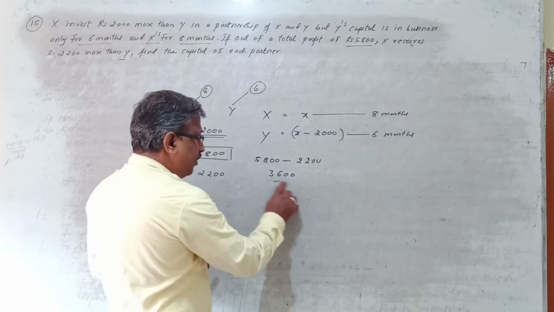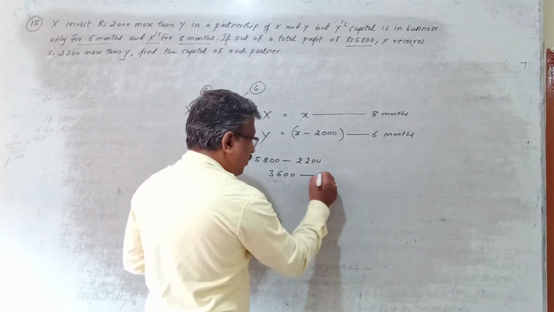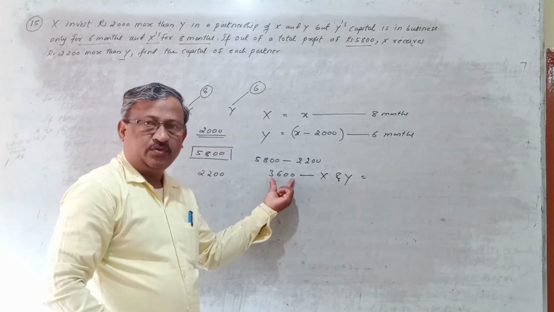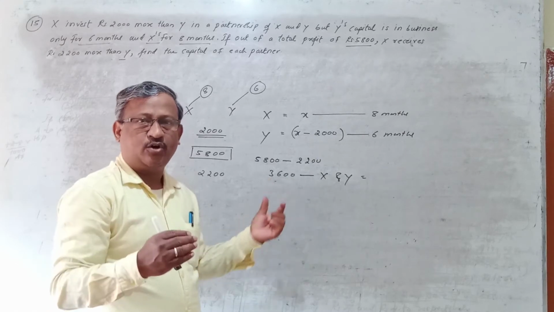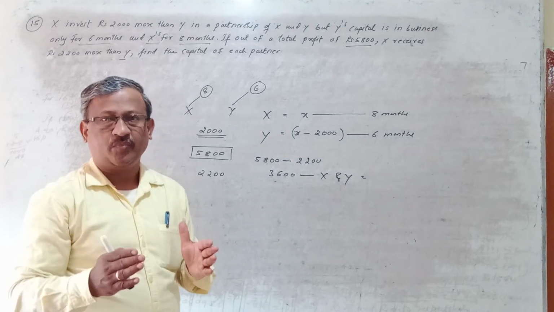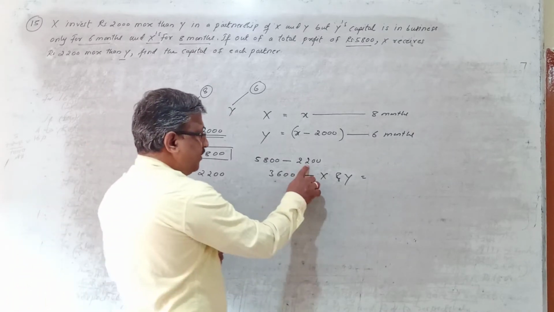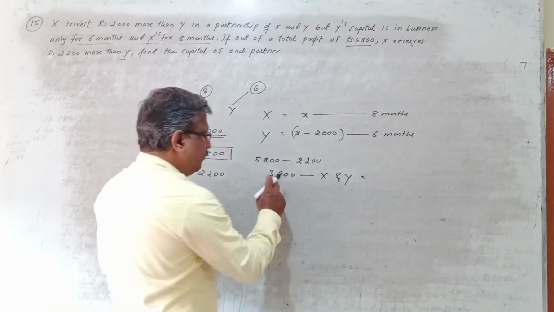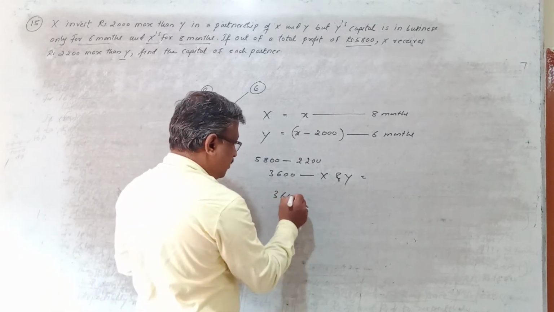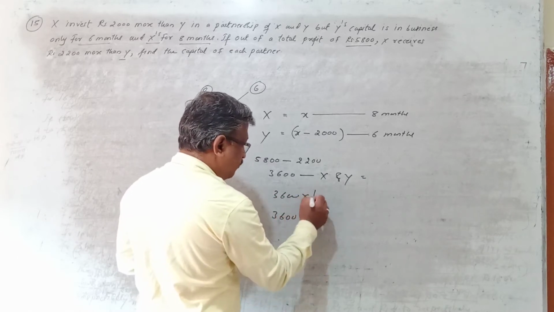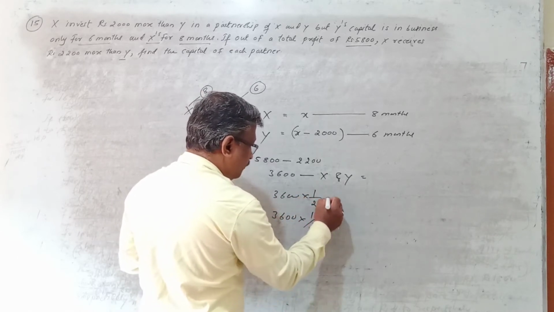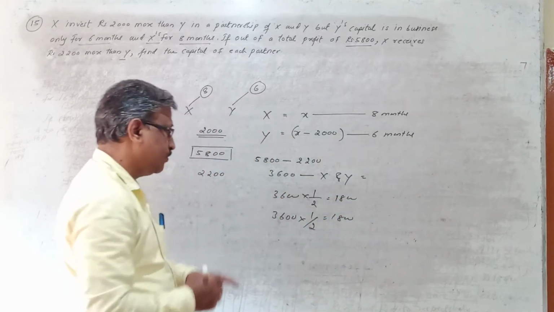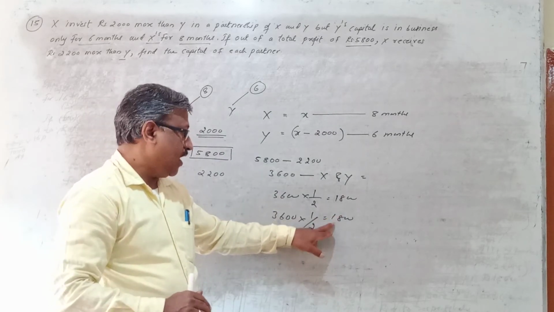3,600. Means up to 3,600 rupees profit, both X and Y have to get equal share. Both have to get equal share, because whatever excess X is getting, that we have deducted. Means up to this 3,600, both have to share equally. Means if you distribute this equally, equal means 1 by 2, and it is 1 by 2. So you will get how much? 1,800 and 1,800. Means out of 3,600 rupees profit, X will receive 1,800 and Y will receive 1,800.